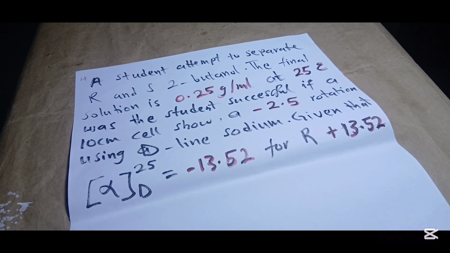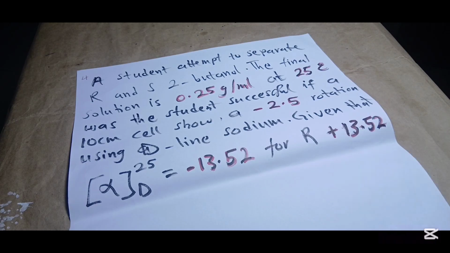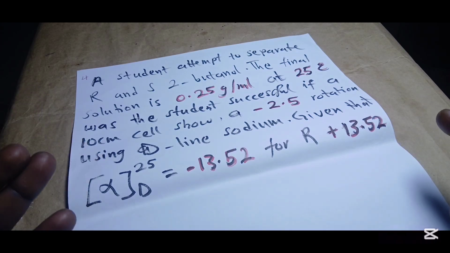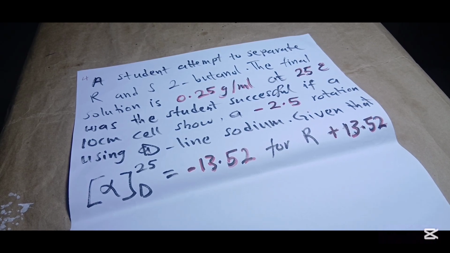A student attempts to separate R and S 2-butanol. The final solution is 0.25 gram per ml at 25 degrees Celsius. Was the student successful if a 10 centimeter cell shows a minus 2.5 rotation using D-line sodium, given that the specific rotation of the D-line sodium at 25 degrees is minus 13.52 for the R enantiomer? So it means that the student has a solution which contains both R and S enantiomers, and the student was interested to separate the enantiomers.